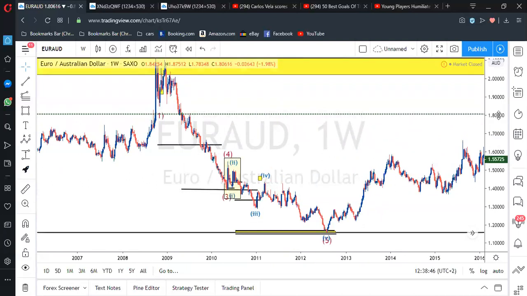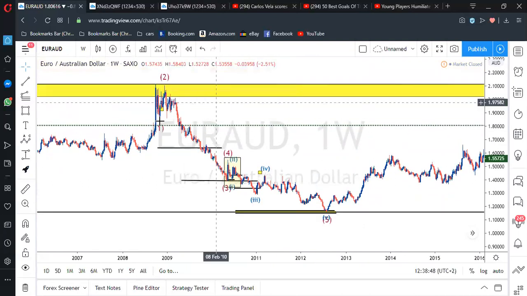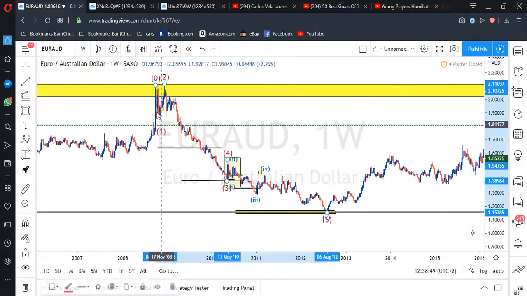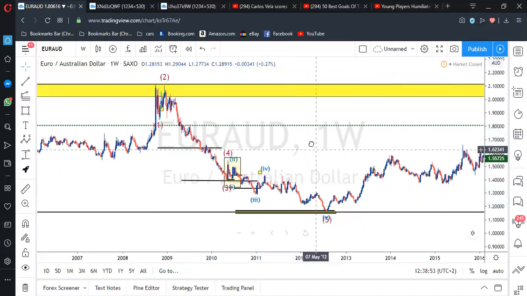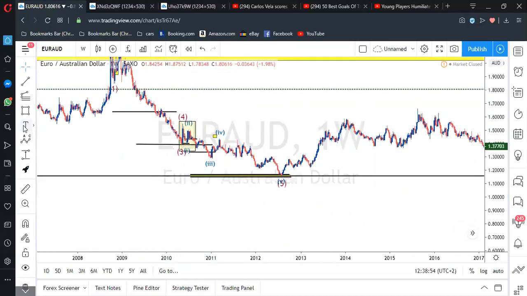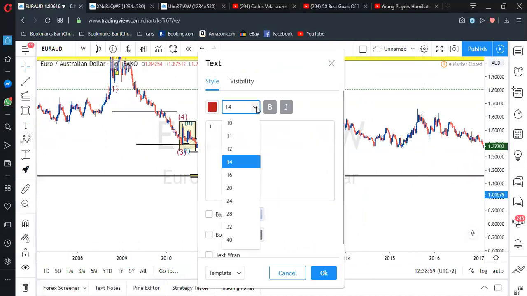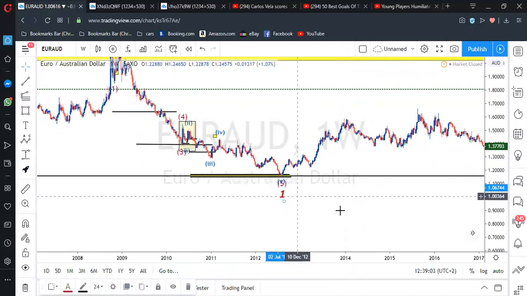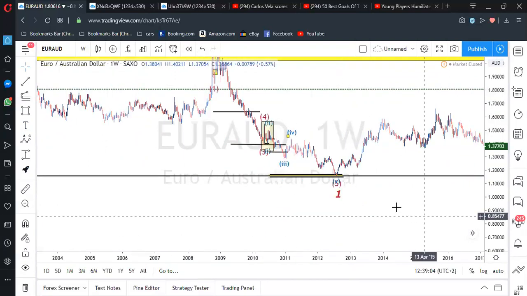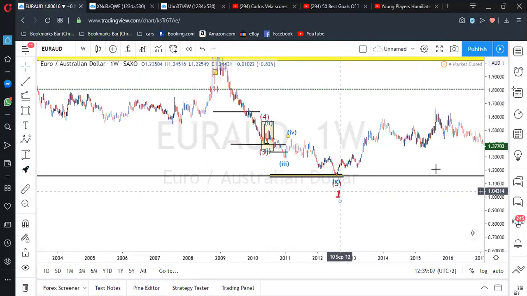Okay. So in this case, we'd have our 0, 1, 2, right? And this is our 5. So let's just put it in text. So this would be our other big one. You remember I said everything has 1, 2, 3, 4, 5 waves inside. So this would be our other one now.